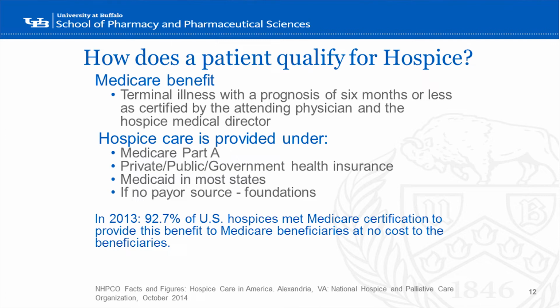Hospice care is provided under a number of different insurance programs, including Medicare Part A. Most public, private, and government health insurances will cover hospice care, as well as Medicaid in most states. And it's important to note that if a patient is indigent, we've had patients who are living under a viaduct somewhere, and they have no payer source to begin with. The foundations of most hospices are what takes care of the costs associated with those patients early in their care.